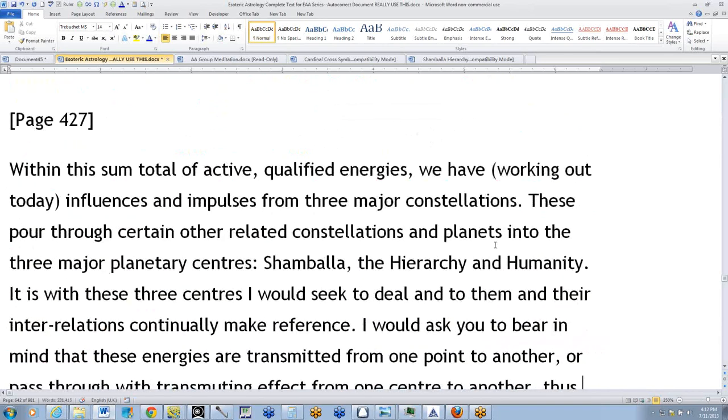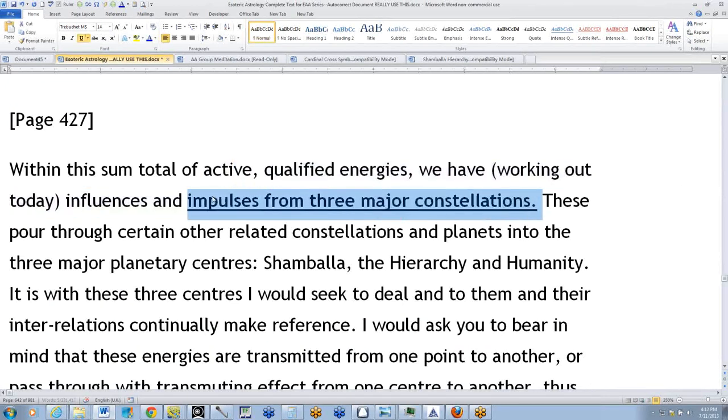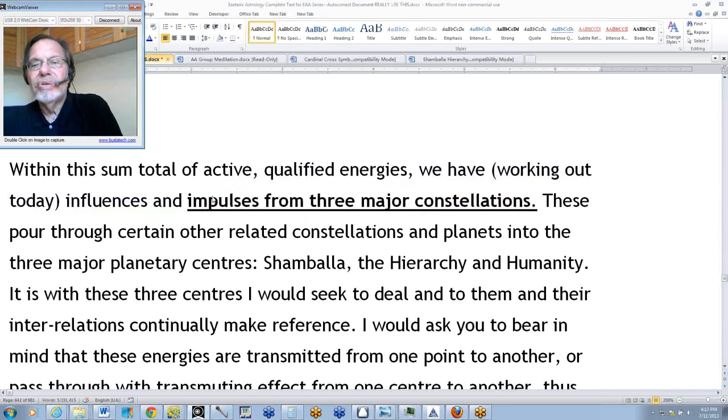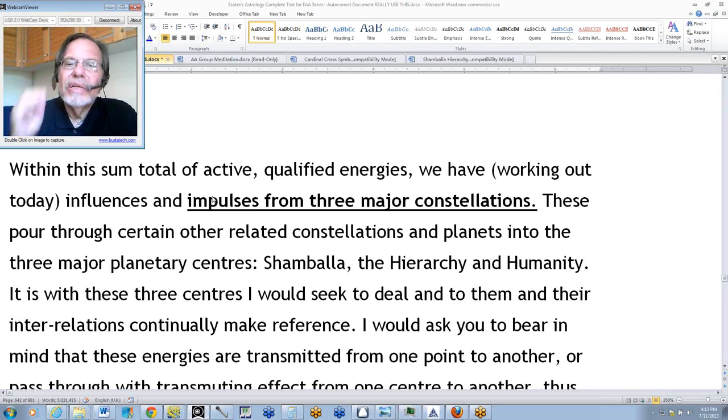Within this sum total of active, qualified energies, we have, working out today, influences and impulses from 3 major constellations. Within the great aggregate, as far as our purposes are concerned, and what influences us the most and in the most profound way, we have the 3 major constellations. And remember how these pour out: Great Bear, Aries, Pluto; Sirius, Leo, Jupiter; and Pleiades, Cancer, Venus. These pour through certain other related constellations and planets into the 3 major planetary centers: Shambhala, the hierarchy, and humanity.